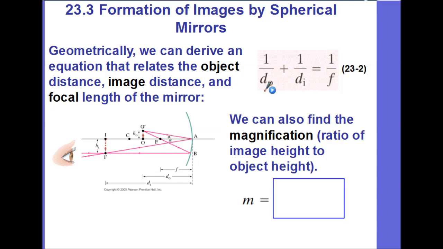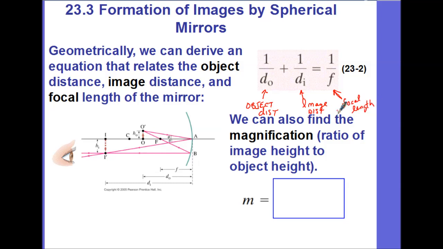do is the object distance, so where the object is in relation to the mirror. di, of course, is the image distance. And the focal length, f, we remember as being half the radius of curvature.